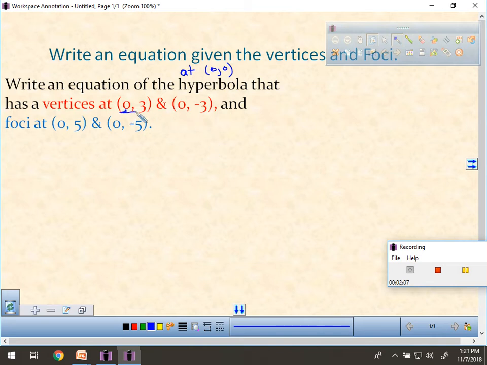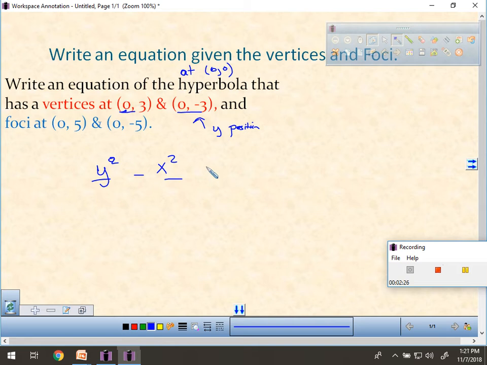First thing I notice is you see my vertices, the 3 and the negative 3. What position are those values in? The x or the y? They're in the y position, all right? So what that tells me, because this is a hyperbola, that means that I'm not going to have the x squared term first. I'm going to have the y squared term first. So that's what's different about this than an ellipse. So see, it's 0, 3, 0, negative 3. That lets me know the y squared is going to come first. If it would have been the other way around, 3, 0, negative 3, 0, then it would have been the x term. So just whatever position the number's in, that's what comes first.